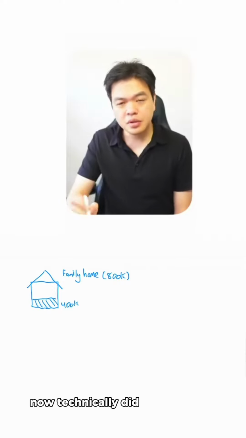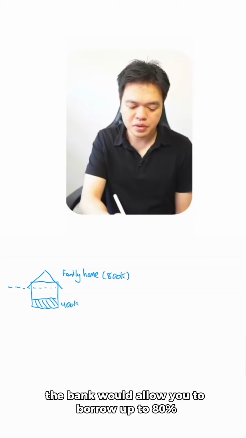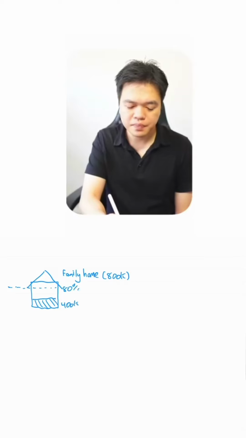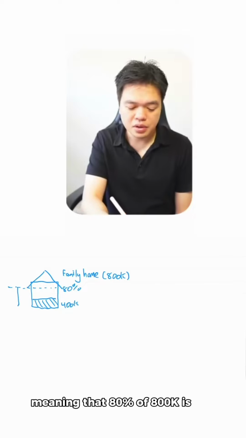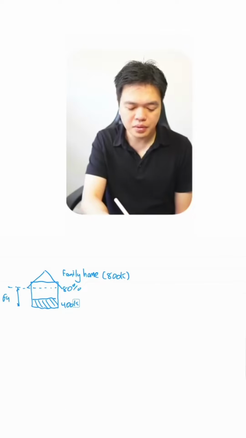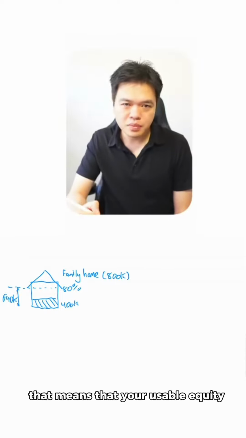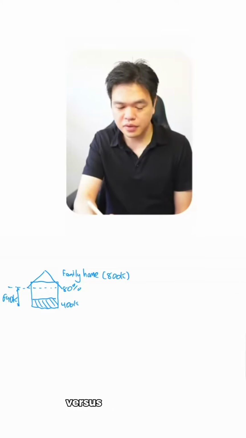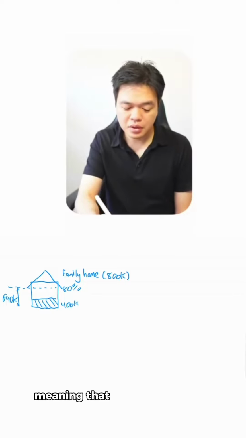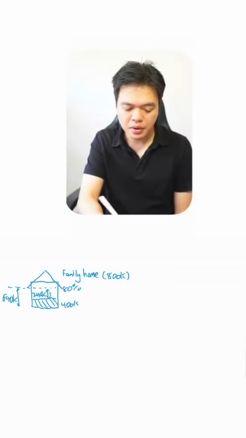Now, technically, did you know that the bank will allow you to borrow up to 80% of the value of that home? Meaning that 80% of $800K is $640K. Right? So that means that your usable equity is the difference between that value and the mortgage, which is $240K.